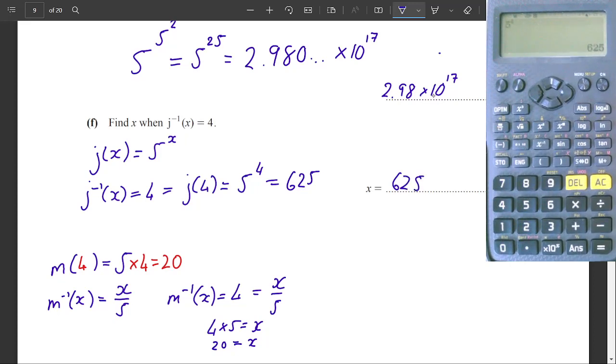So to put that again, when we're working the inverse, we're swapping the x and the y around. So the inverse function of j x equal to 4 is the same as the function of j where x is 4, which will be 5 to the power of 4. And that's it.